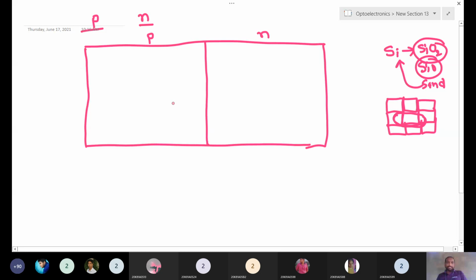Once you connect the p-n junction to the negative terminal in this way, the depletion width will increase. If the depletion width is increasing, the charge density in the depletion region is increasing. That means earlier this was the electric field, and now the electric field is this much larger because more charge density is there.